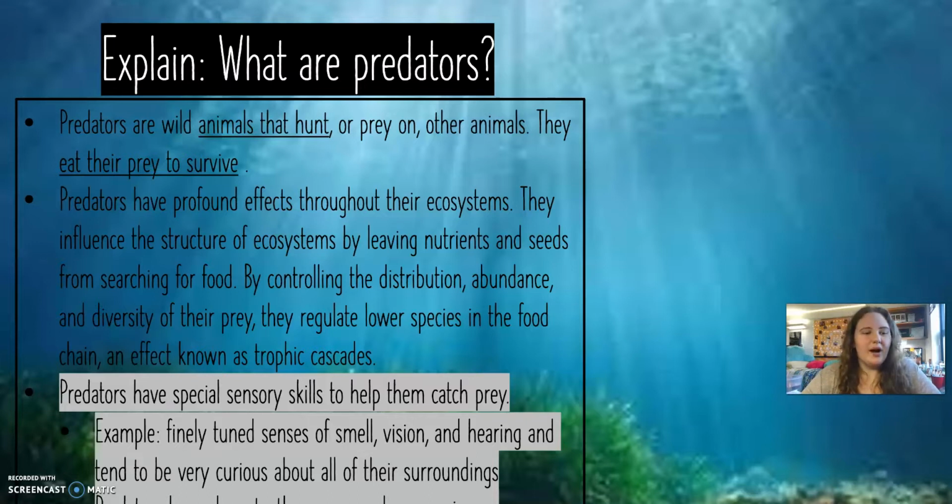All right. Predators have profound effects throughout the ecosystems. They influence the structure of ecosystems by leaving nutrients and seeds from searching for food. By controlling the distribution, abundance, and diversity of their prey, they regulate lower species in the food chain, an effect known as trophic cascades, which we learned about yesterday.